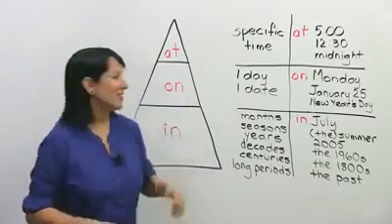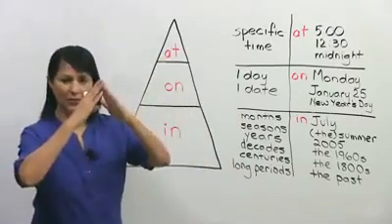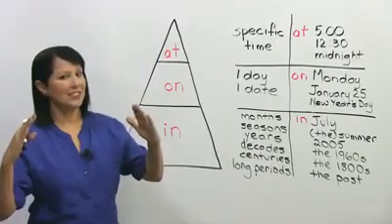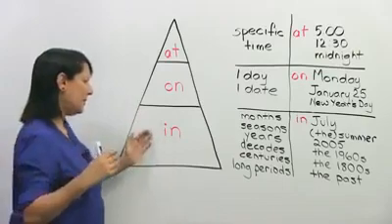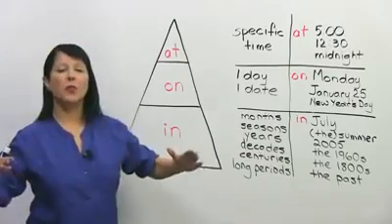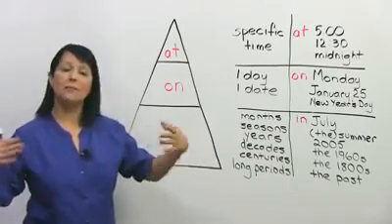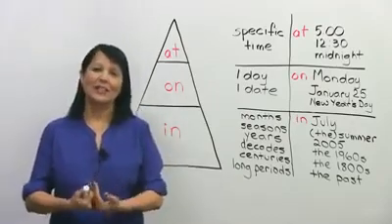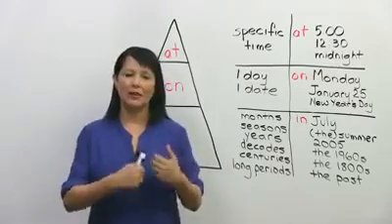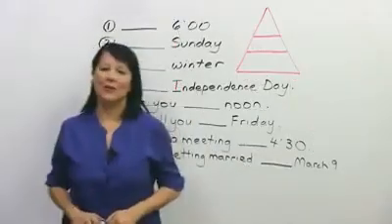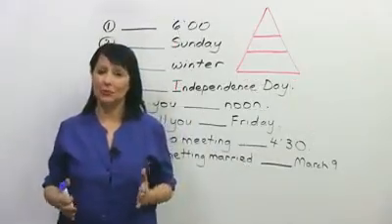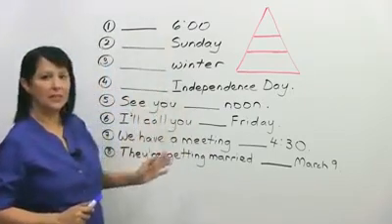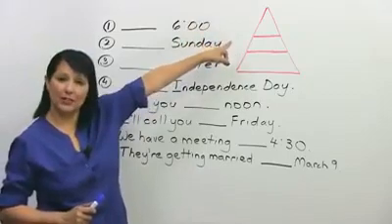Did you get that? So at for very narrow situations, on for a little bit wider, one day or one date, right? And in for the widest situations of all, more than one day or one date. Now, let's do a little practice to see how well you've understood this. Okay, now let's fill in the blanks with our 3 words at, on, and in. But before we fill them in here, let's fill them in on our triangle.